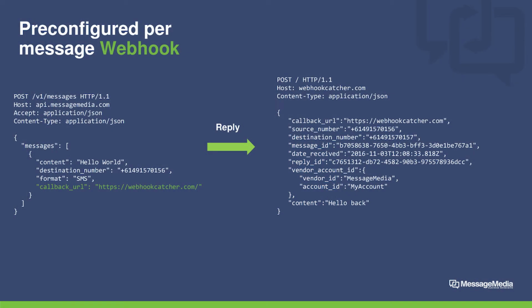Similarly, if you do that same request and someone replies to that message, you can see on the right that we've also received a webhook which contains the reply to that message. So if we have a look here, we can see that the content of the reply message that was sent in response to the message that I sent via the API was "hello back." So that webhook has again been pushed to that webhookcatcher.com URL.